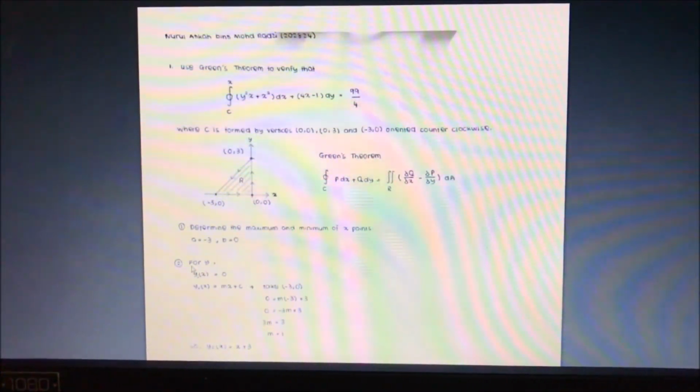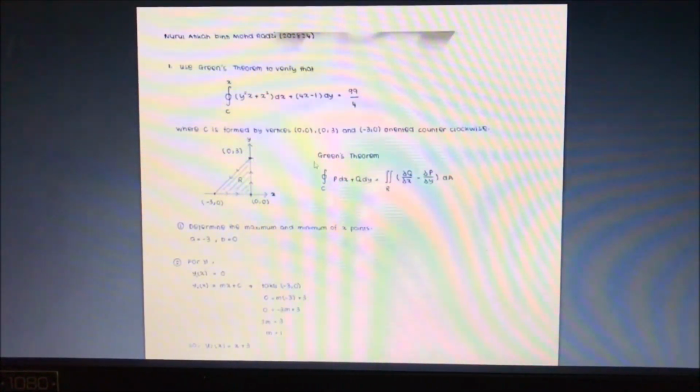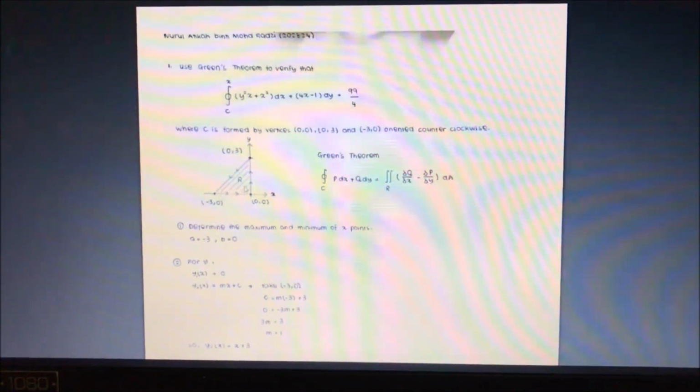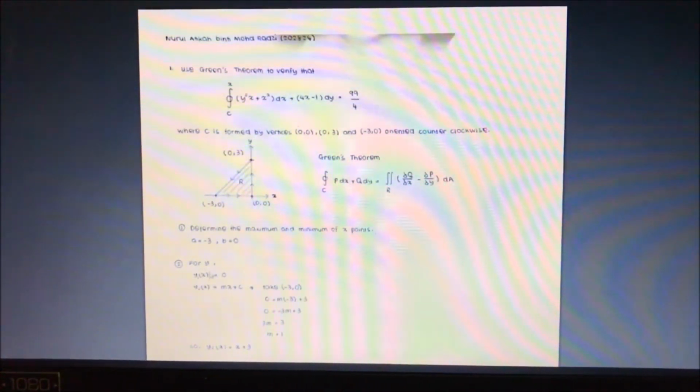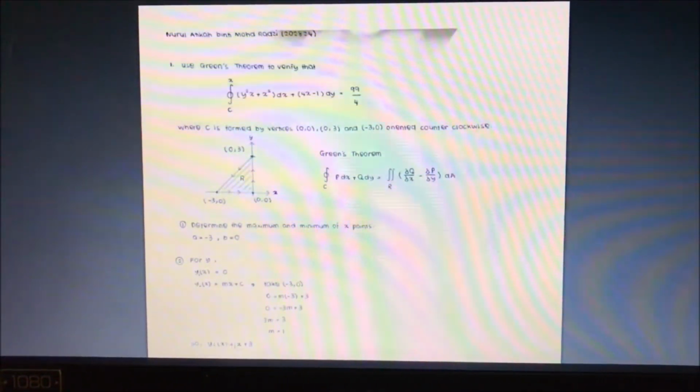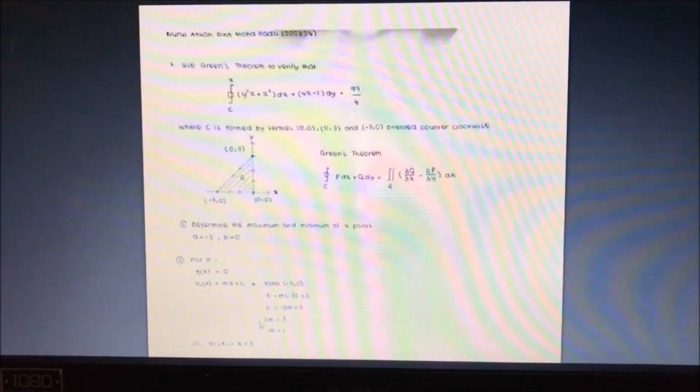Second step, for the y limit, we need to use the linear equation. From the diagram, we can see that there are two equations of y. First is y equals 0 and the second one is y equals x plus 3, which is formed from the general equation of a line, y equals mx plus c.